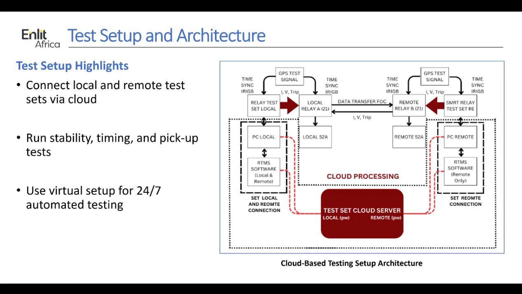So this testing setup allows the user to run any type of testing, like stability testing, where you inject both currents at the same time at the local and remote end for cloud-based testing. Also, timing tests you can perform from one end for both the local and remote, and you can do pickup tests or slope tests. You can perform any type of testing without any interruption or any coordination between the two operators other than the initial setup.